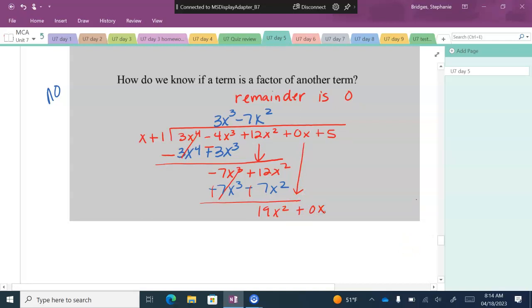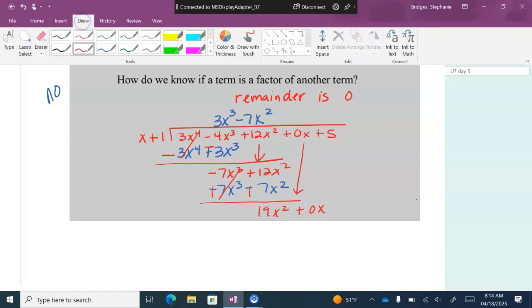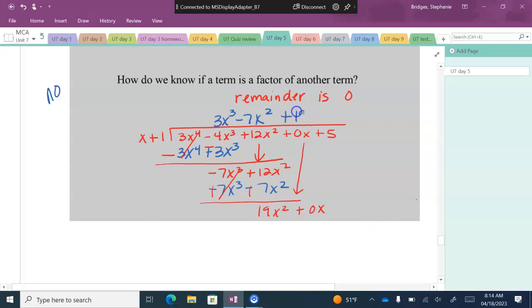Starting over again, what do I multiply x by to turn it into 19x squared? We multiply, we get 19x squared plus 19x. We draw the line, we change our signs, those cancel. 0x minus 19, or plus a negative 19x squared, is negative, not squared, just 19x. Bring down that plus 5.